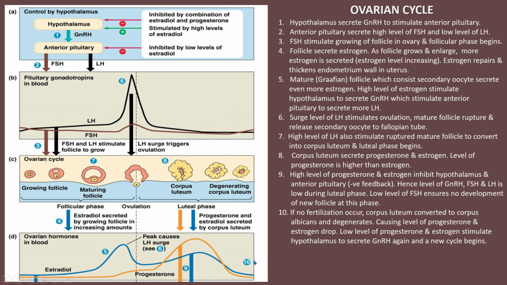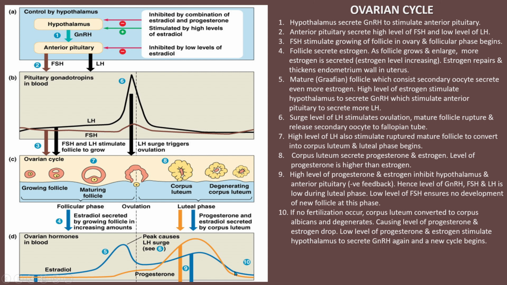Step number 10, if no fertilization occurs, corpus luteum converts to corpus albicans and degenerates, causing level of progesterone and estrogen to drop, and at the low level of progesterone and estrogen, this will stimulate the hypothalamus to secrete GnRH once again, and a new cycle will begin.